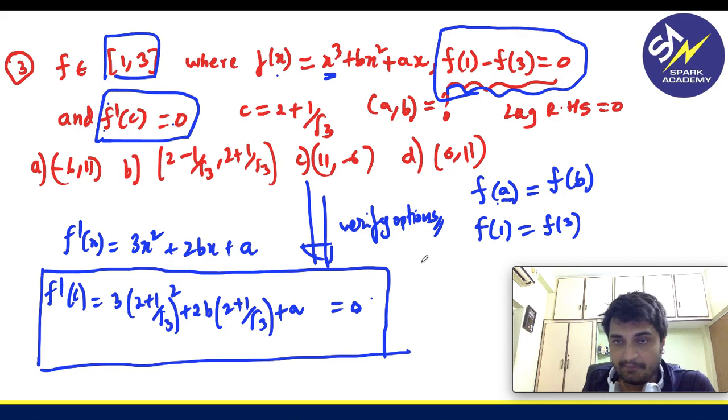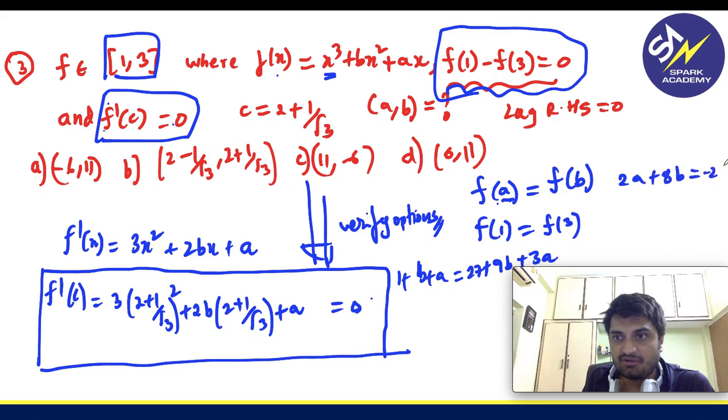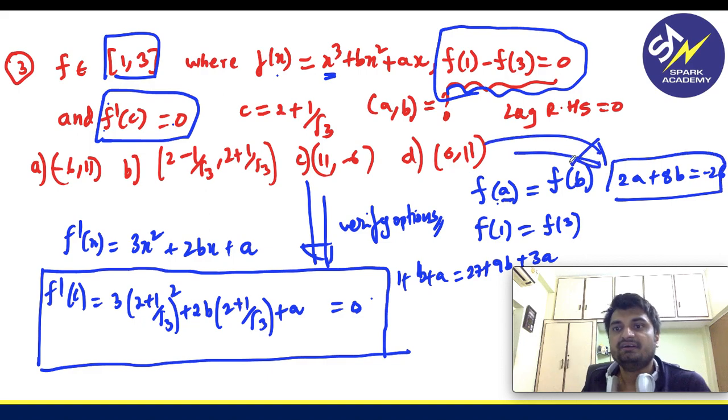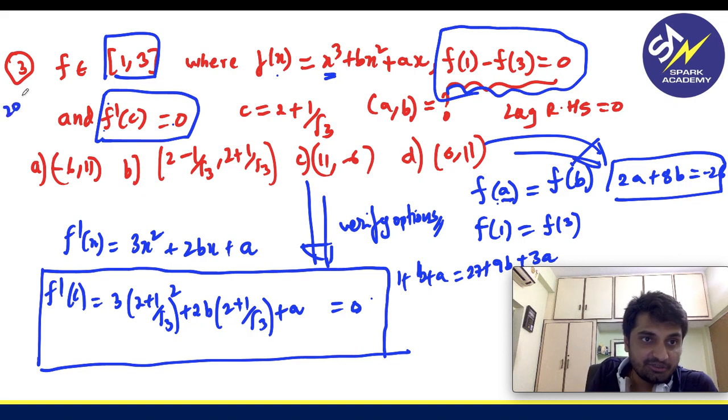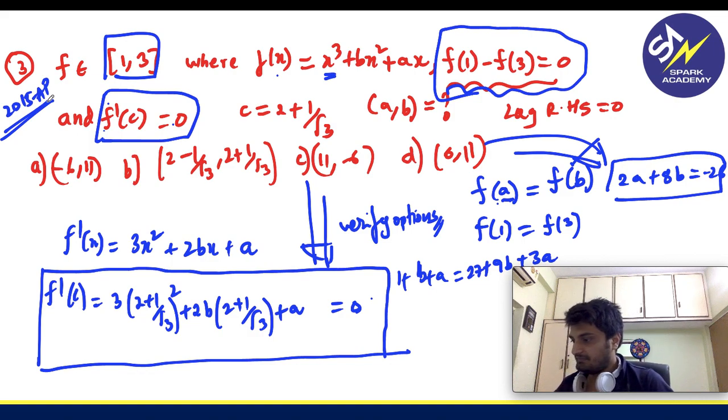That also you can verify. So basically 1 plus b plus a is equal to 27 plus 9b plus 3a, or basically 2a plus 8b is equal to minus 26. This also you can check, guys. You can check whichever option is satisfying these two conditions, that will give your answer, right? So this part I want you to solve. This was asked in actually 2015 AP paper. Very important but very easy as well.